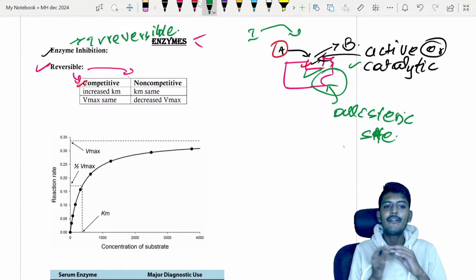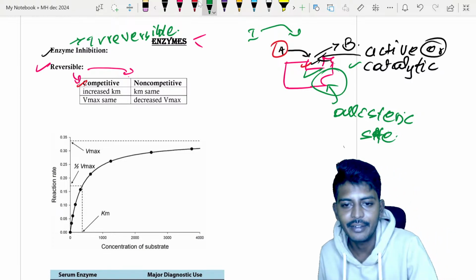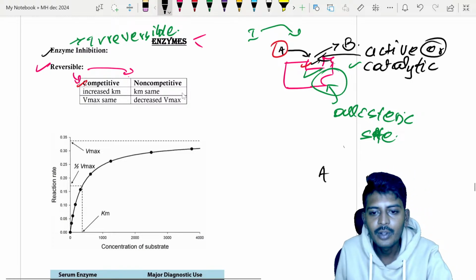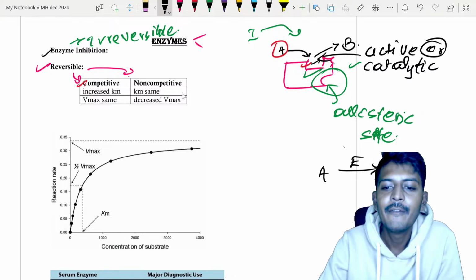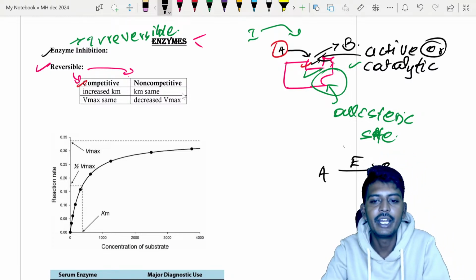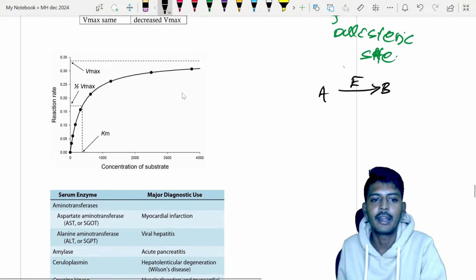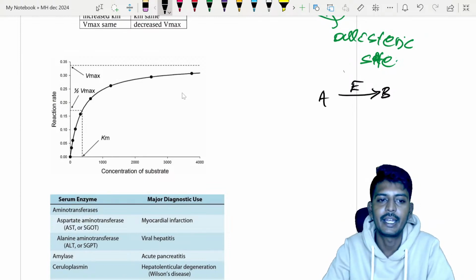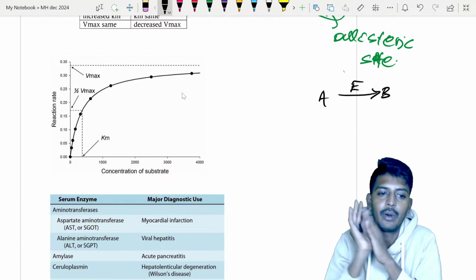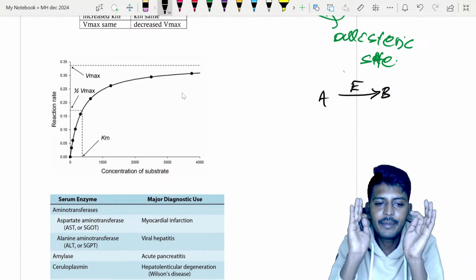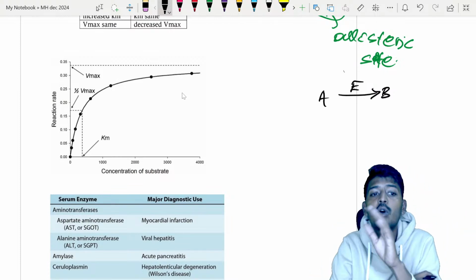Whenever an inhibitor is present, how will it alter the reaction? Let's imagine some substance A was getting converted into substance B by an enzyme E. During this conversion, if I plot the conversion rate, I will take a graph and put how fast it is getting converted. Right now there is no inhibitor, nothing; I'm just trying to show you. A is getting converted into B, and we are plotting that reaction.